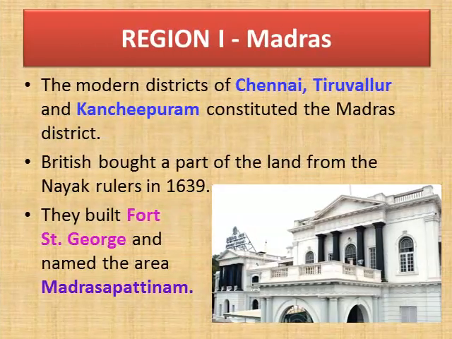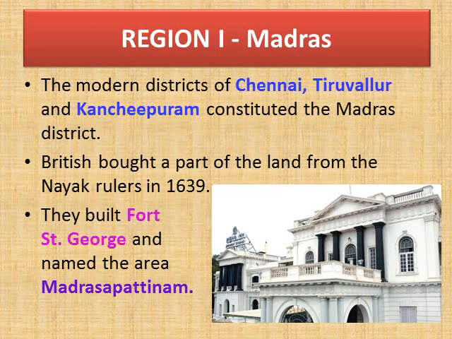Children, Region 1 is Madras. The modern districts of Chennai, Tiruvallur and Kanchipuram constituted the Madras district. Which are the modern districts that were included in Madras? Chennai, C-H-E-N-N-A-I; Tiruvallur, T-I-R-U-V-A-L-L-U-R; and Kanchipuram, K-A-N-C-H-E-E-P-U-R-A-M, constituted the Madras district, that is Region 1.